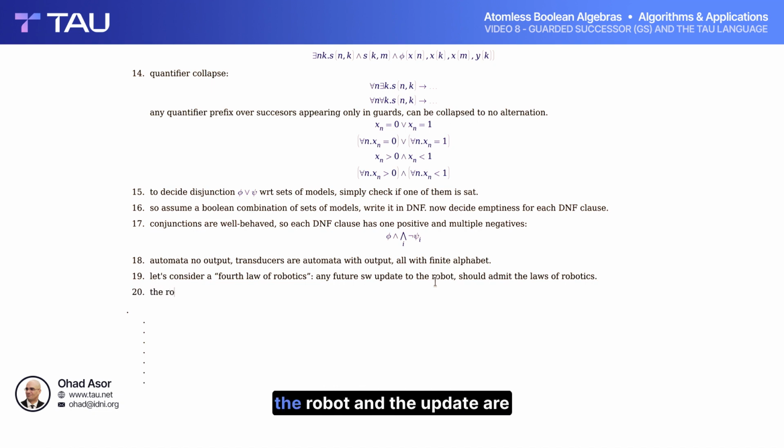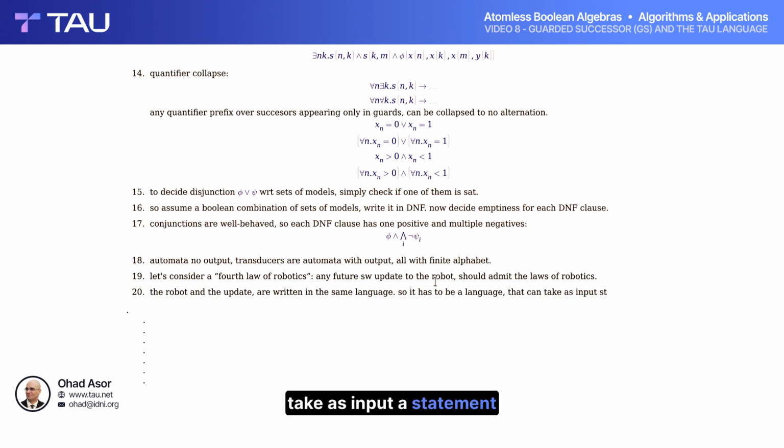Now, the robot and the update are written in the same language, because otherwise you are not going to use many languages, one for each update. That's not going to work. You need the robot and the update to be written in the same language. So it has to be a language that can take as input a statement in the same language, yet the language that the robot is programmed in receives the software update as input in the same language and checks satisfiability against other such sentences.